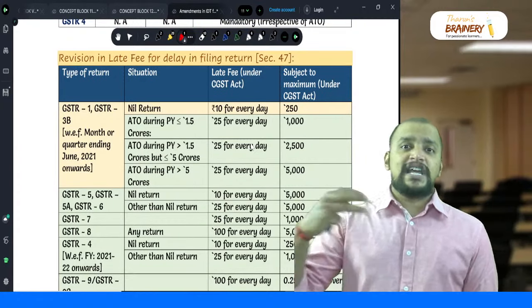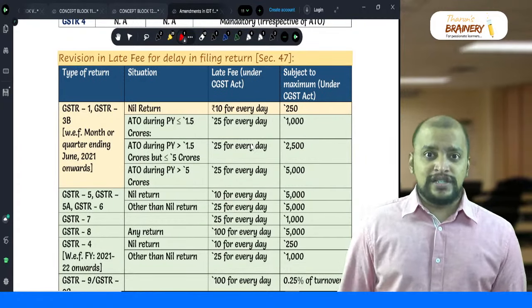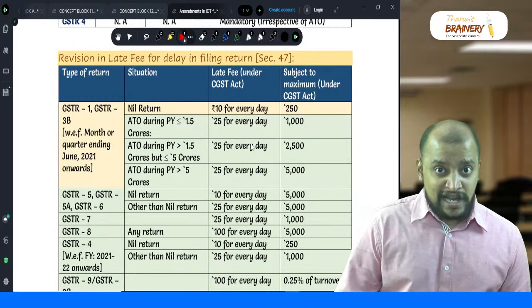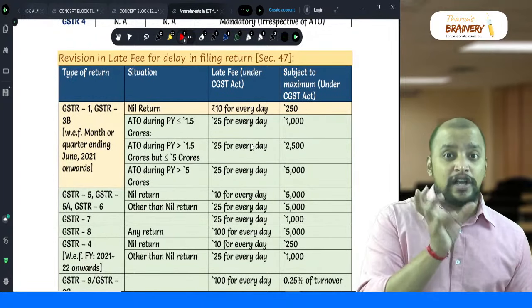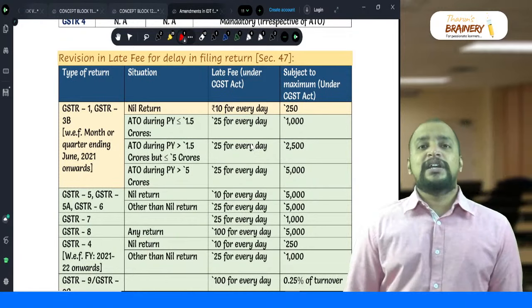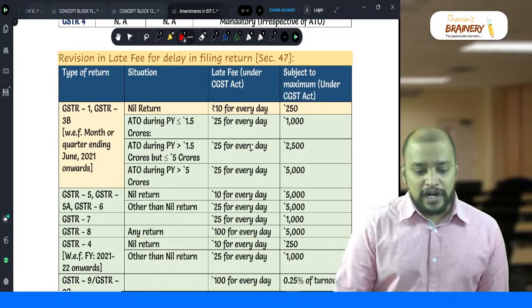Now, many notifications were issued in order to reduce this late fee, and these notifications are permanent notifications. It's not temporary for the sake of COVID and so on. Permanently, they have reduced. What is that reduction? Okay.